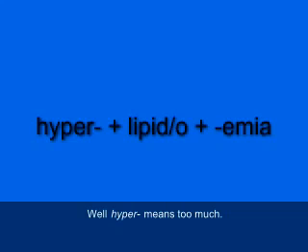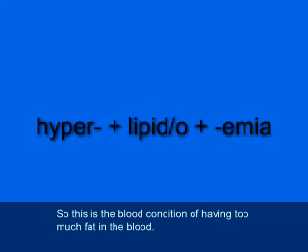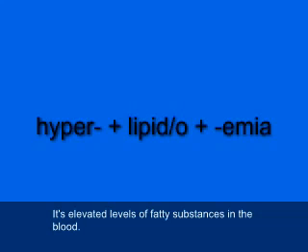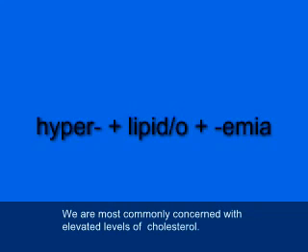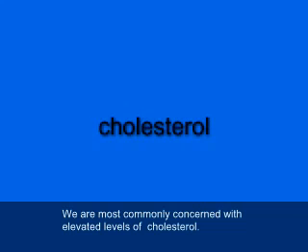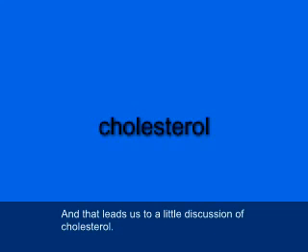Well, hyper means too much. Lipid or lipido would refer to a fat. And emia means a blood condition. So this is the blood condition of having too much fat in the blood. It's elevated levels of fatty substances in the blood. We're most commonly concerned with elevated levels of cholesterol. And that leads us to a little discussion of cholesterol.